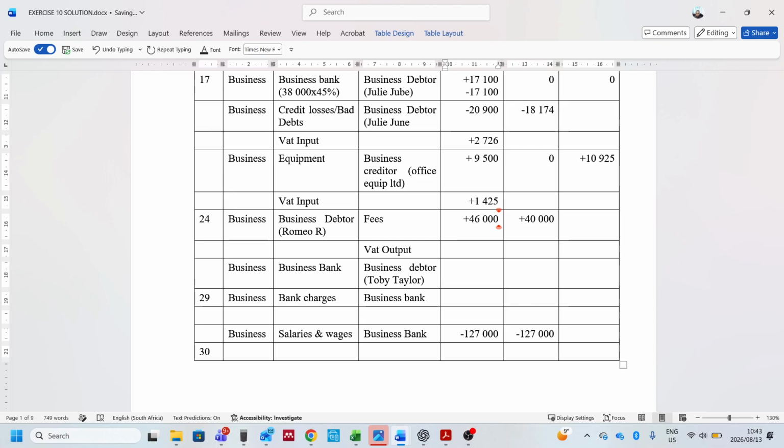Most of you recorded the 40 and the 6,000 separately. You are supposed to combine them and record it as one amount. Do not show them separately. And then the VAT amount that we owe SARS, plus 6,000. Our liabilities are increasing by 6,000, which is the amount payable to SARS after charging this customer 40,000. Following? Questions? None. Okay.